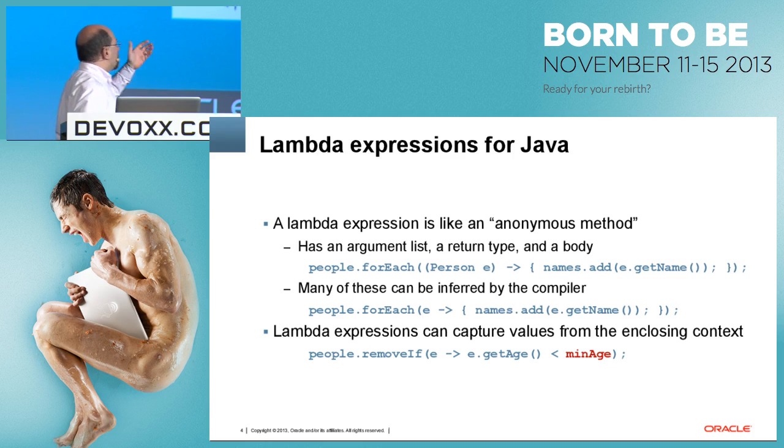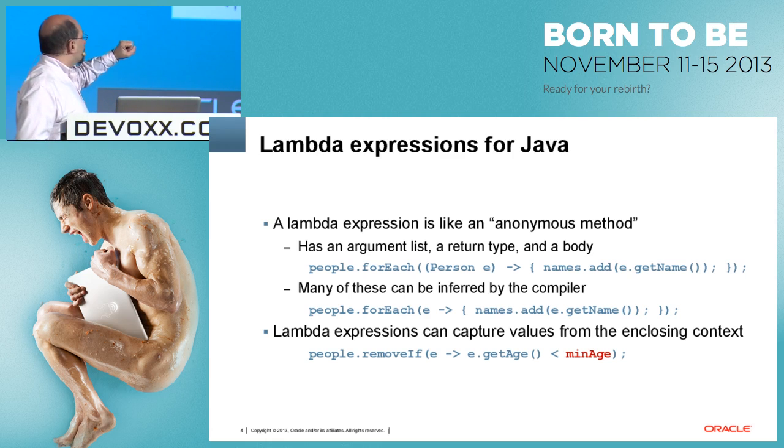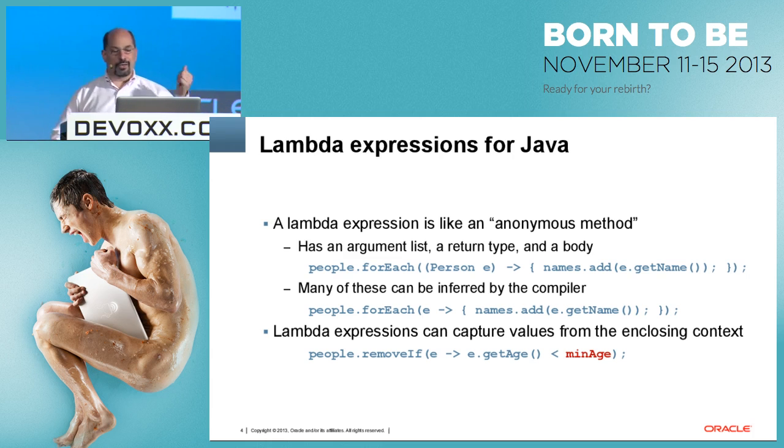Now, the body of a Lambda expression is allowed to refer to values that are declared not within the Lambda, but from outside in the enclosing context. So in the last example here, we're saying take the collection of people and remove all the ones that match the criteria where their age is less than some minimum age. And minimum age is a variable from the local context. Maybe it's a field, maybe it's a local variable. Doesn't really matter. But the point is, Lambdas can refer to things from outside their scope. Okay, so that's basically enough Lambda syntax to be able to motivate the examples that I'm going to use here.